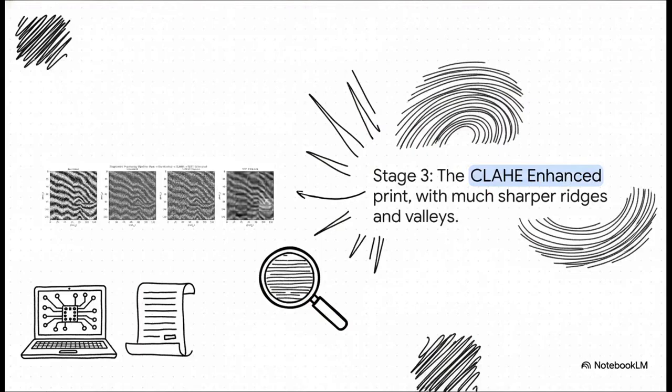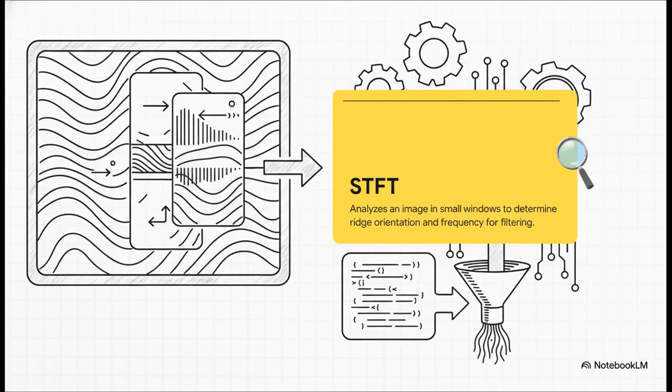And here's what you get. After applying CLAHE, you can see the ridges are noticeably sharper. The contrast is much clearer. We're definitely getting closer to a usable print. But the real heavy lifting, that's done by a signal processing method called STFT. Honestly, this is where the magic happens.